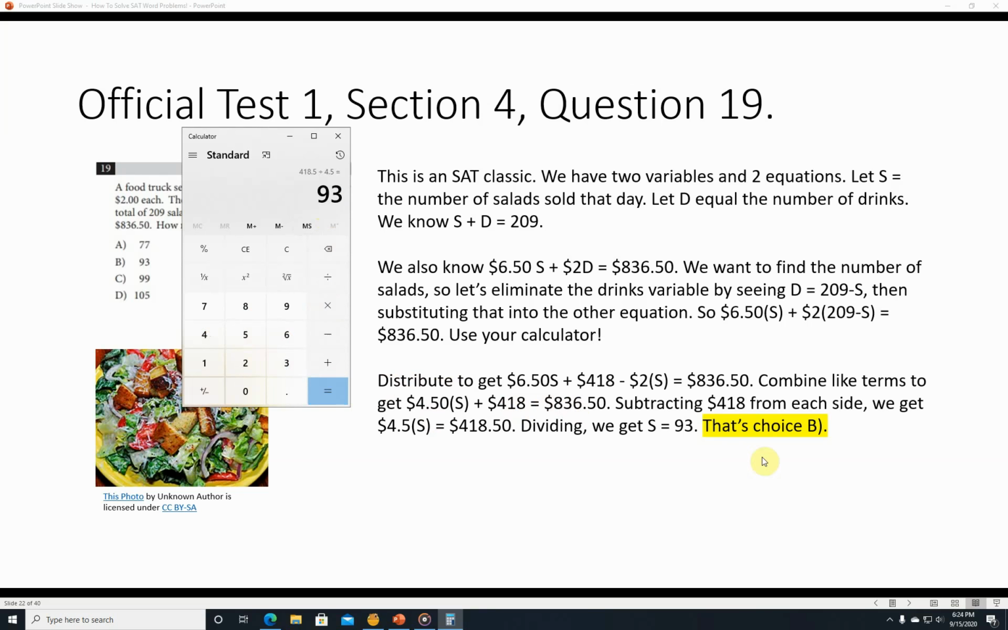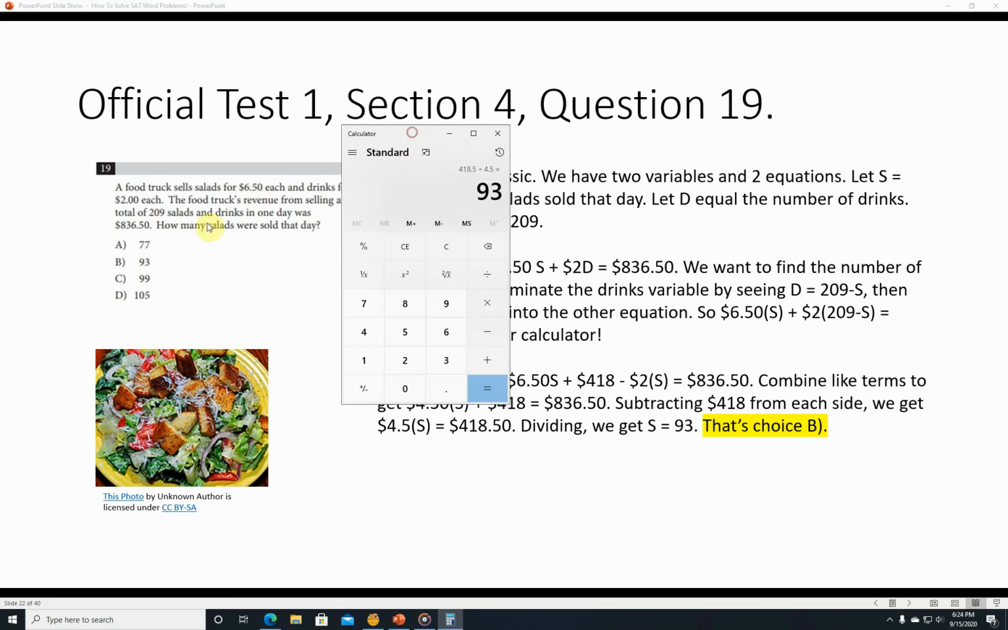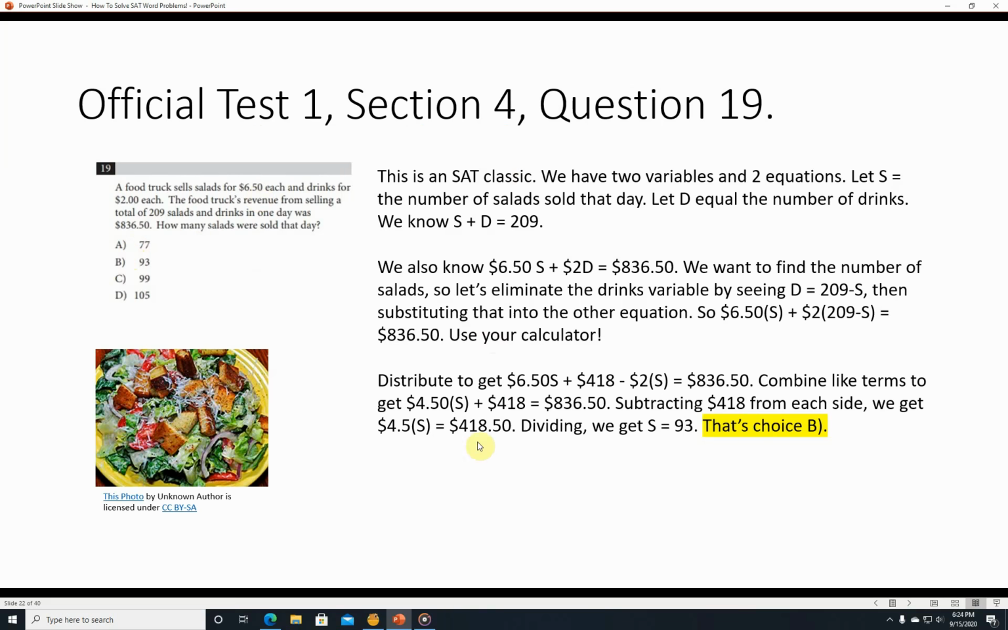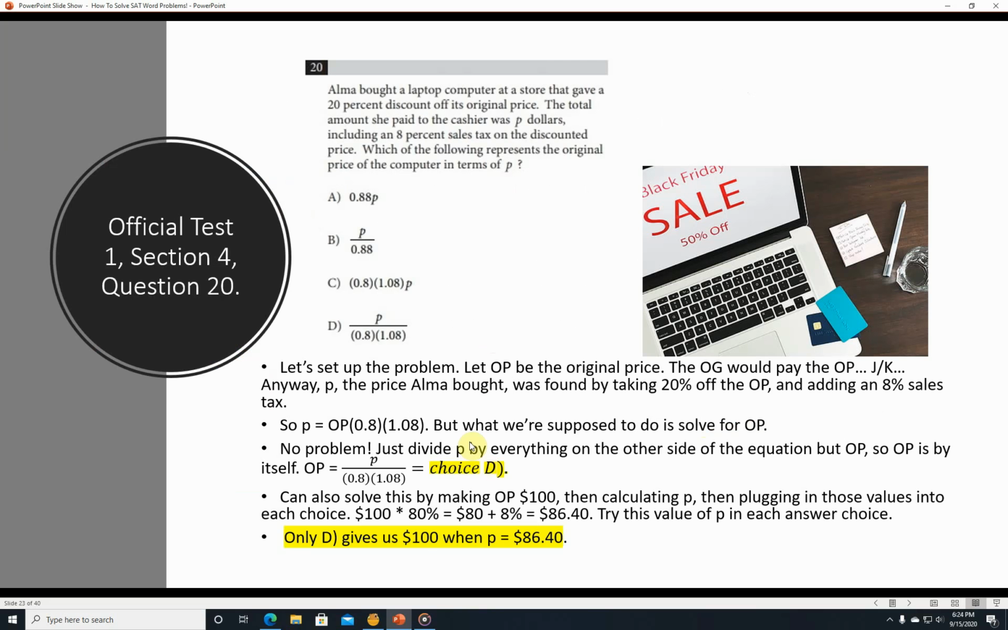And that's 93. So we get S is equal to 93, which is choice B. Easy peasy. All right. Number 20.